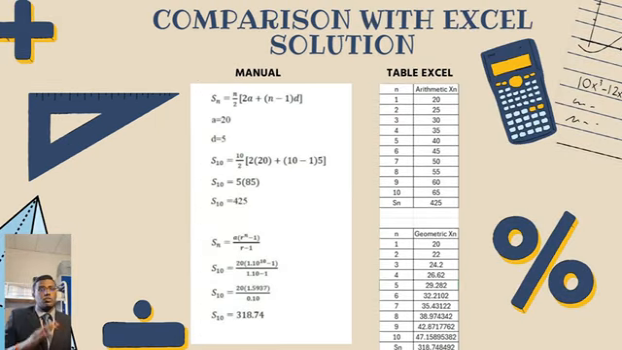Okay, next, the comparison with the Excel solution. What is the difference between manual and Excel? Manually, we write the numbers and substitute into the formula. But for the Excel table, you just insert the value. Excel will automatically calculate the values of the arithmetic and geometric sequences. For example, n equals 1. You just insert the value in the table using the formula, so the arithmetic solution is calculated automatically. So table calculation is easier when compared with manual.